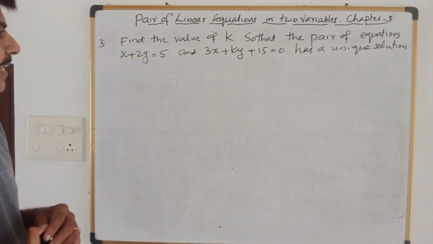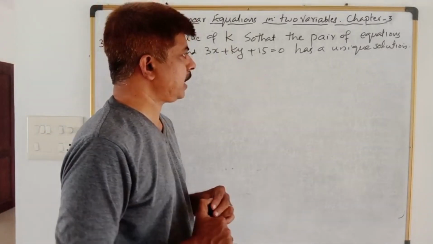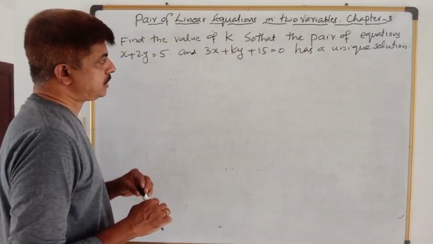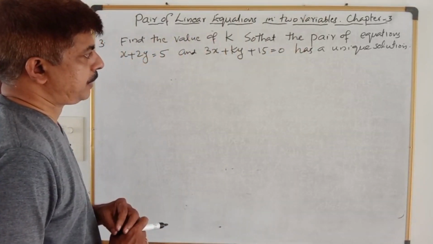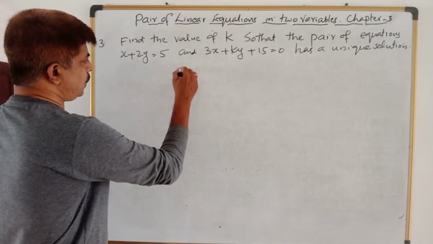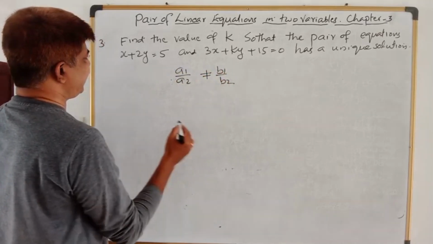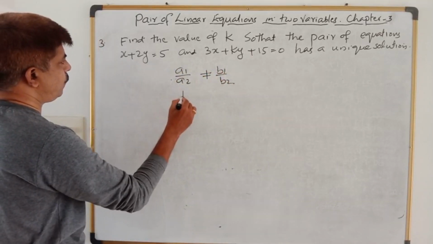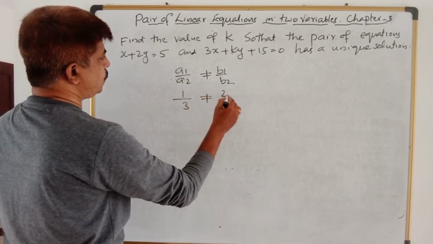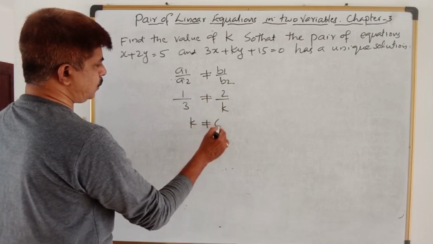Okay, now we will discuss the third question. Find the value of k so that the pair of equations x plus 2y equal to 5 and 3x plus ky plus 15 equal to 0 has a unique solution. We know the method to check how the given pair of equations will give us a unique solution. What is the rule? a1 by a2 not equal to b1 by b2. Here a1 is 1, a2 is 3, not equal to b1 is 2, b2 is k. So we are getting k not equal to 6.